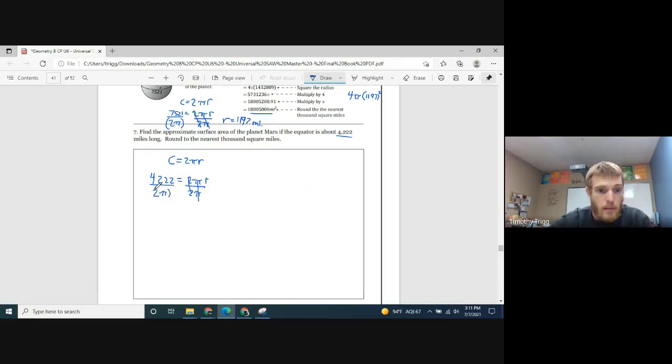Make sure we put this in parentheses when we plug it into the calculator. That way, if you don't put it in parentheses, it'll think you only want to divide by 2 and then multiply by pi. But that's not what we want to do. We want to divide by both the 2 and the pi. So 4,222 divided by parentheses 2 pi, close the parentheses. That gives us that our radius of Mars is 671.95 miles.